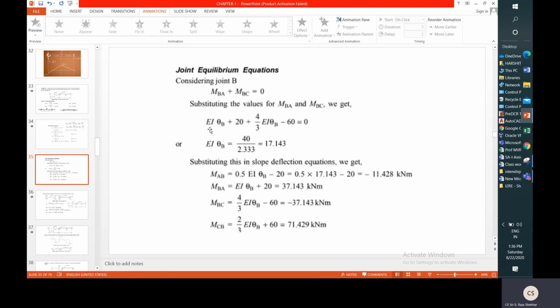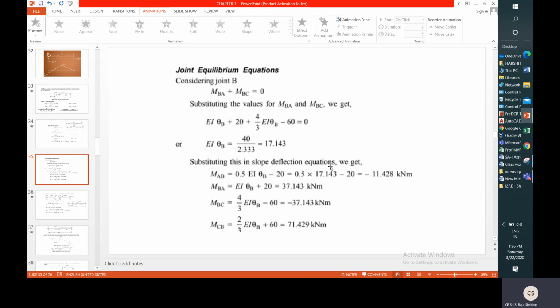So MBA value is EI theta B plus 20, plus MBC value 4 by 3 EI theta B minus 60 is equal to 0. You equate this, and both are in theta B, so you will generate one equation. EI theta B is equal to 40 by 2.33. You will get EI theta B is equal to 17.143. This is another equation.